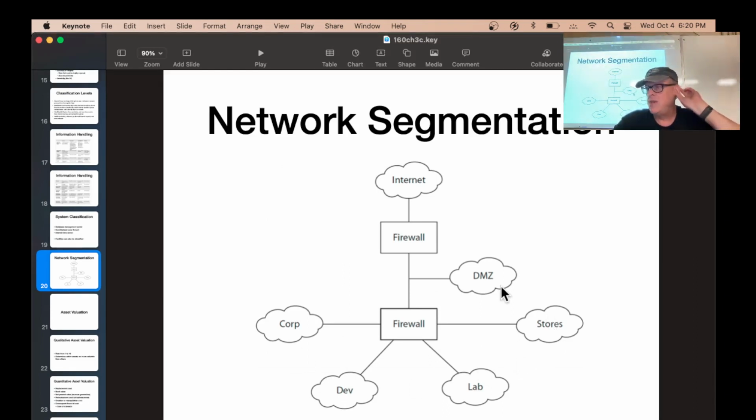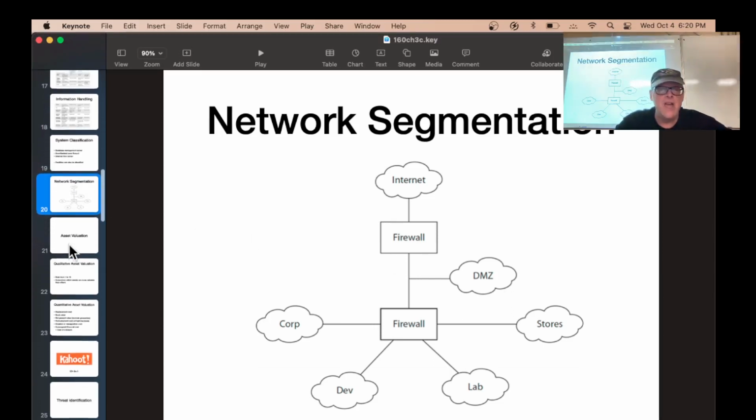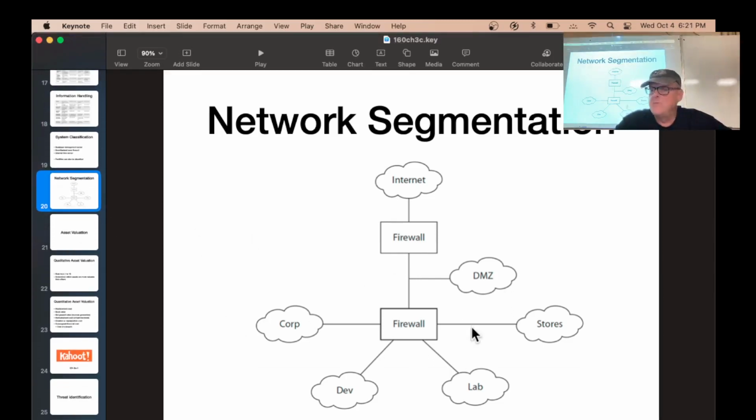This is a typical way you do it, and realistically, it's much more segmented than that. I know City College is segmented into 100 VLANs as of a few years ago when I saw the network diagram. It's much more complicated than this even, but this is the general philosophy.